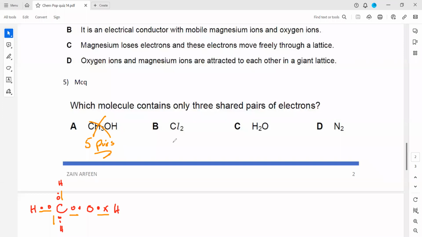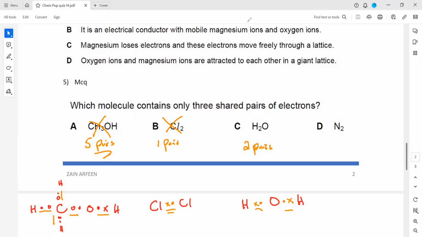When we talk about chlorine Cl2, chlorine is a group 7 element, group 7 share 1. So this chlorine share 1, other will also share 1. How many pairs are there? Because 2 electron means 1 pair. So this is having only 1 pair. So it cannot be B. When we check water, H2O, in H2O there is H, O and H. Hydrogen share 1, oxygen share 1 from that side, another hydrogen share 1, oxygen share 1. How many shared pair of electrons are there? 1 and 2. So it has 2 pairs.